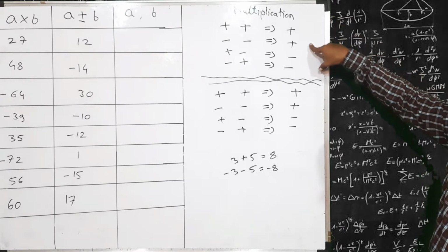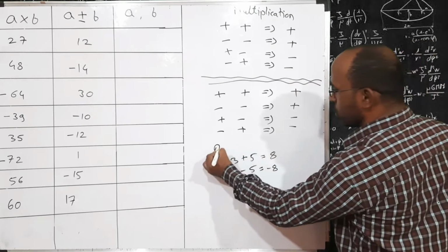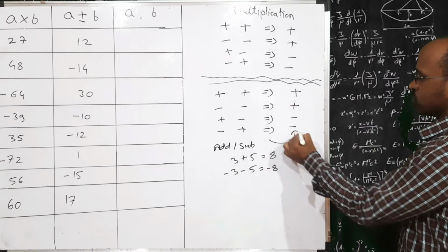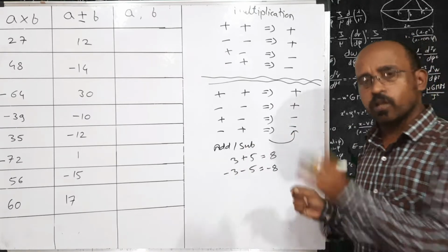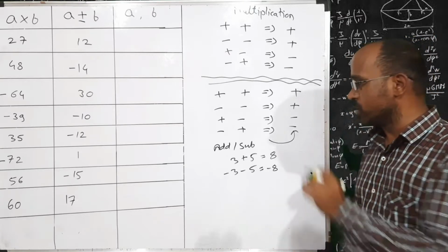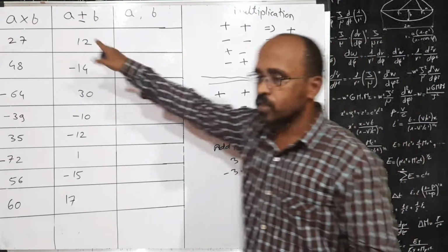In the case of multiplication, that is the symbol of the answer, and in the case of addition or subtraction, the last column represents what to do, addition or subtraction. Clear? And in the case of addition or subtraction, we always give the symbol of the bigger magnitude to the answer. These two things we are going to use here.